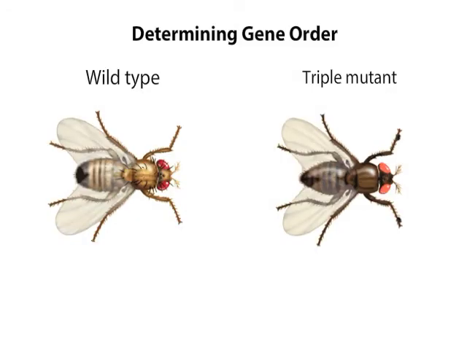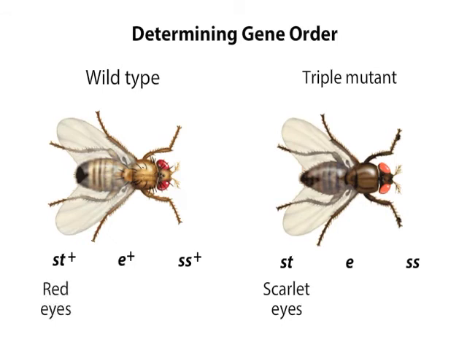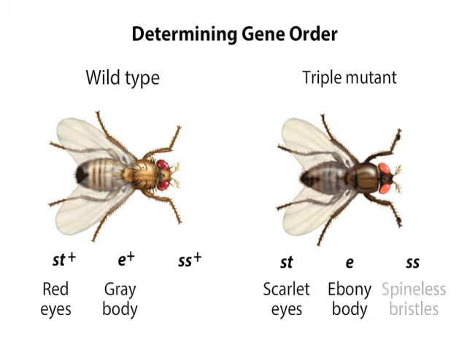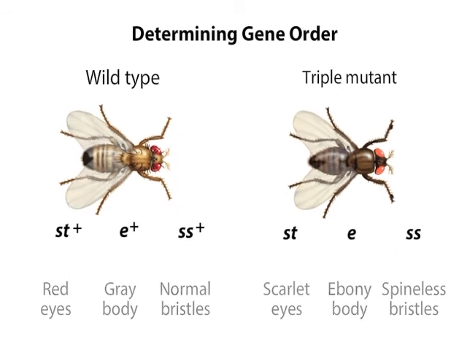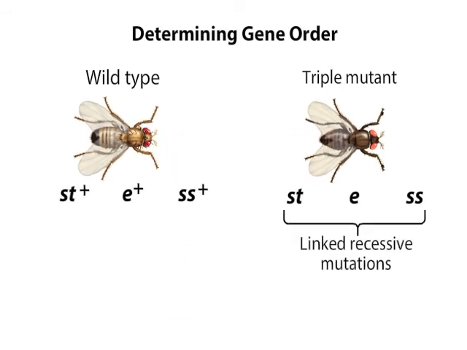We will use Drosophila to see how a three-point test cross can reveal the order of mutant loci on a fly chromosome. In the triple mutant fly, scarlet eyes are recessive to wild-type red eyes, ebony body color is recessive to gray body color, and spineless bristles are recessive to normal bristles. All three mutations are linked on Drosophila chromosome 3, but in what order?